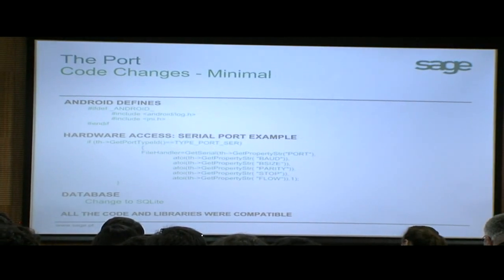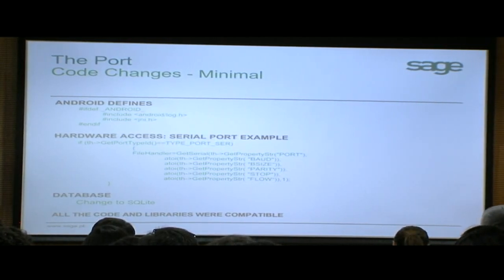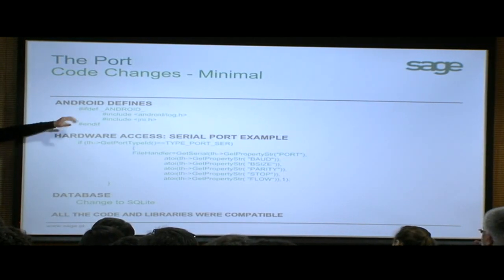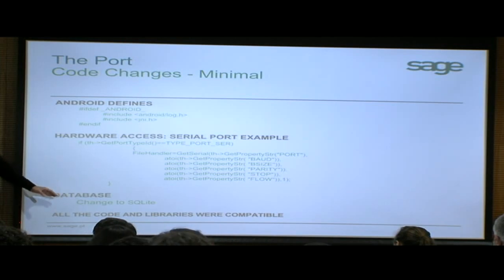Some changes were needed, because we wanted to have more intimate relation with Android. We have a few defines that allow us to do something like logging to the console or being able to access the device with ADB and see what's happening. Most of the code, I would say 99.9% of the code was unchanged, and we are talking about 500,000 lines of code that worked instantly. And the biggest thing we had to change was the database, because there's no MySQL for Android, so we had to port the database to SQLite.